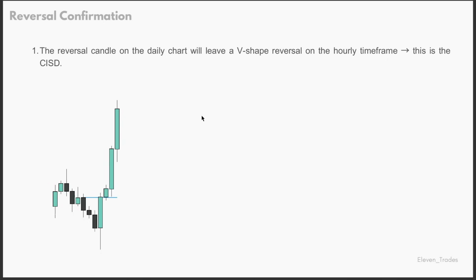The first component we are starting with is the reversal confirmation. Every swing point on every time frame is a reversal on the aligned time frame. For example, if we have a daily swing point, that will be a reversal on the lower time frame, like the hourly chart. The reversal candle on the daily chart will leave a V-shaped recovery or a reversal, which can be confirmed through the change in the state of delivery. This is the first component of the intermediate time frames.